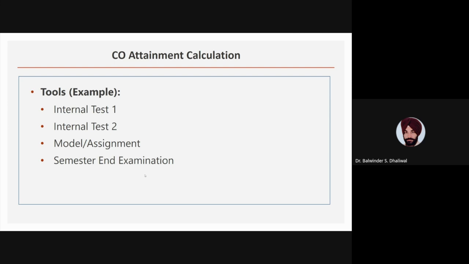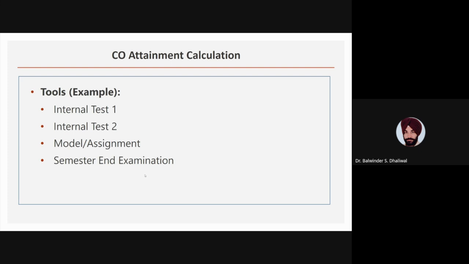In addition to the test, almost every institute also gives some kind of assignment to the students. It may be a model making assignment or some other kind of assignment. Sometimes we give a written assignment, or sometimes an assignment to give a presentation. Every other tool which we can use can be considered for the CO attainment calculation, so I am naming those other tools as model or assignment, right? And then there are always end semester examinations in all institutions. So I am using these three tools for the CO attainment calculations.